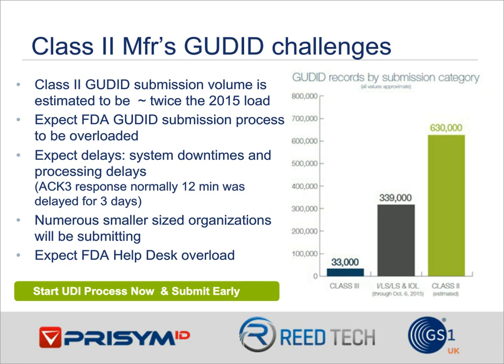And I think the bottom line here, as we conclude this discussion, is that those Class 2 manufacturers that are facing the September deadline, you really ought to be looking at starting your process now if you haven't already done so, and make every effort to submit early.